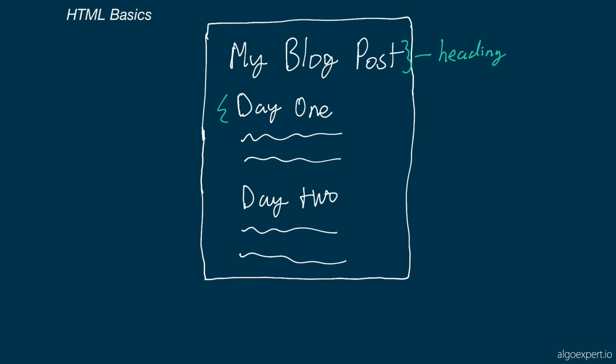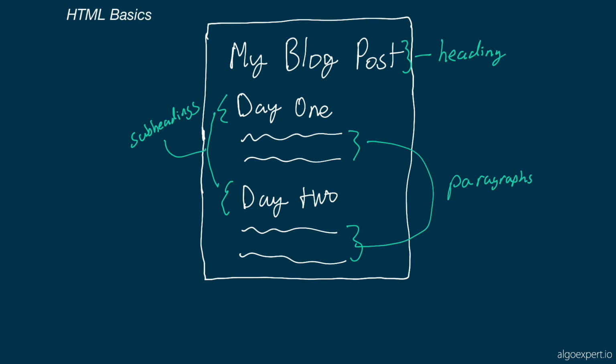Then we have the text for Day 1 and Day 2, which are also headings, but rather than being the primary heading, these are subheadings or headings with less importance. And then below each of these subheadings is a paragraph. We could even get more specific and annotate things like which paragraphs are associated with which headings. But for now, let's just stick to describing what each piece of text is. But that does bring up a question. How do we actually make these annotations? What does that syntax look like?